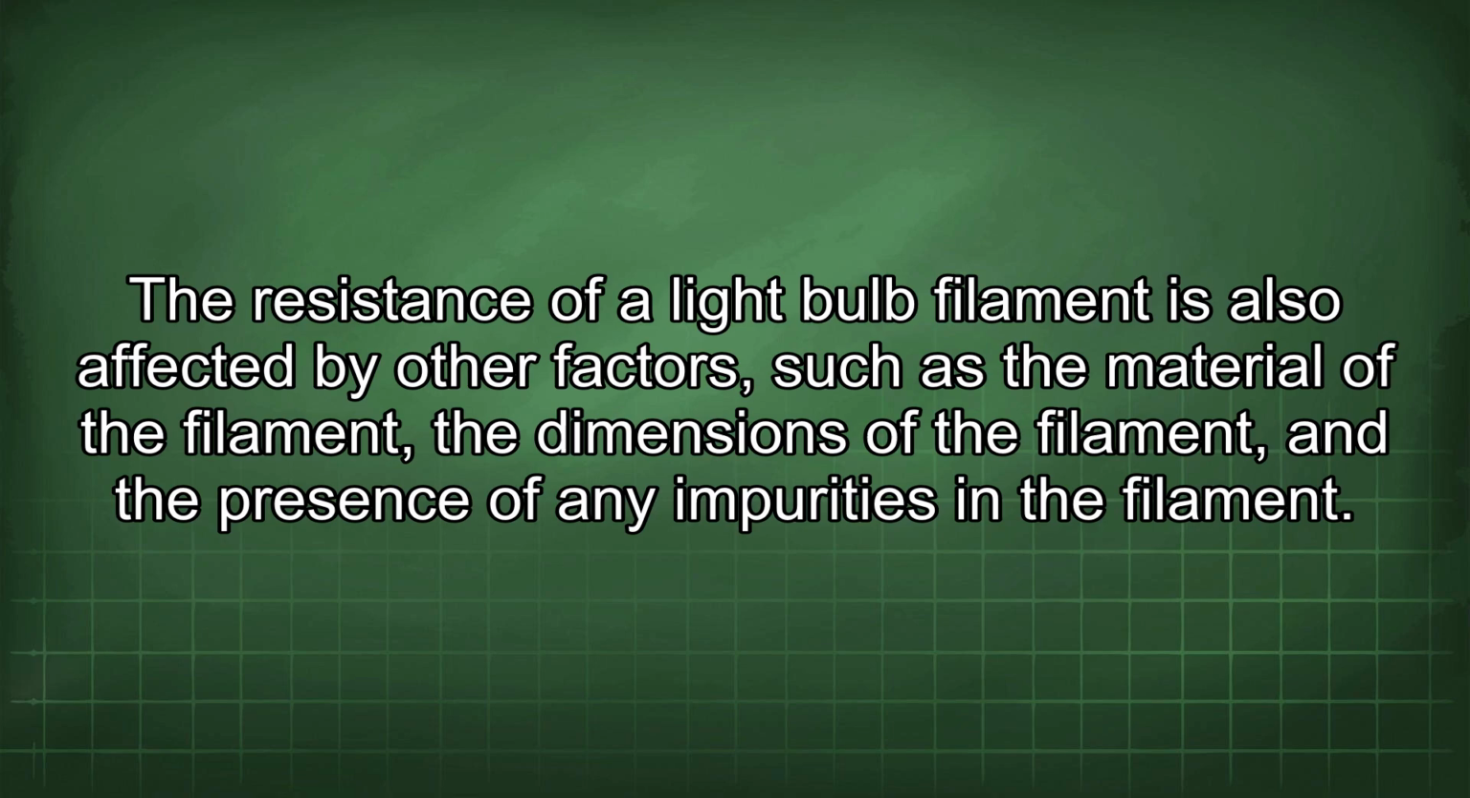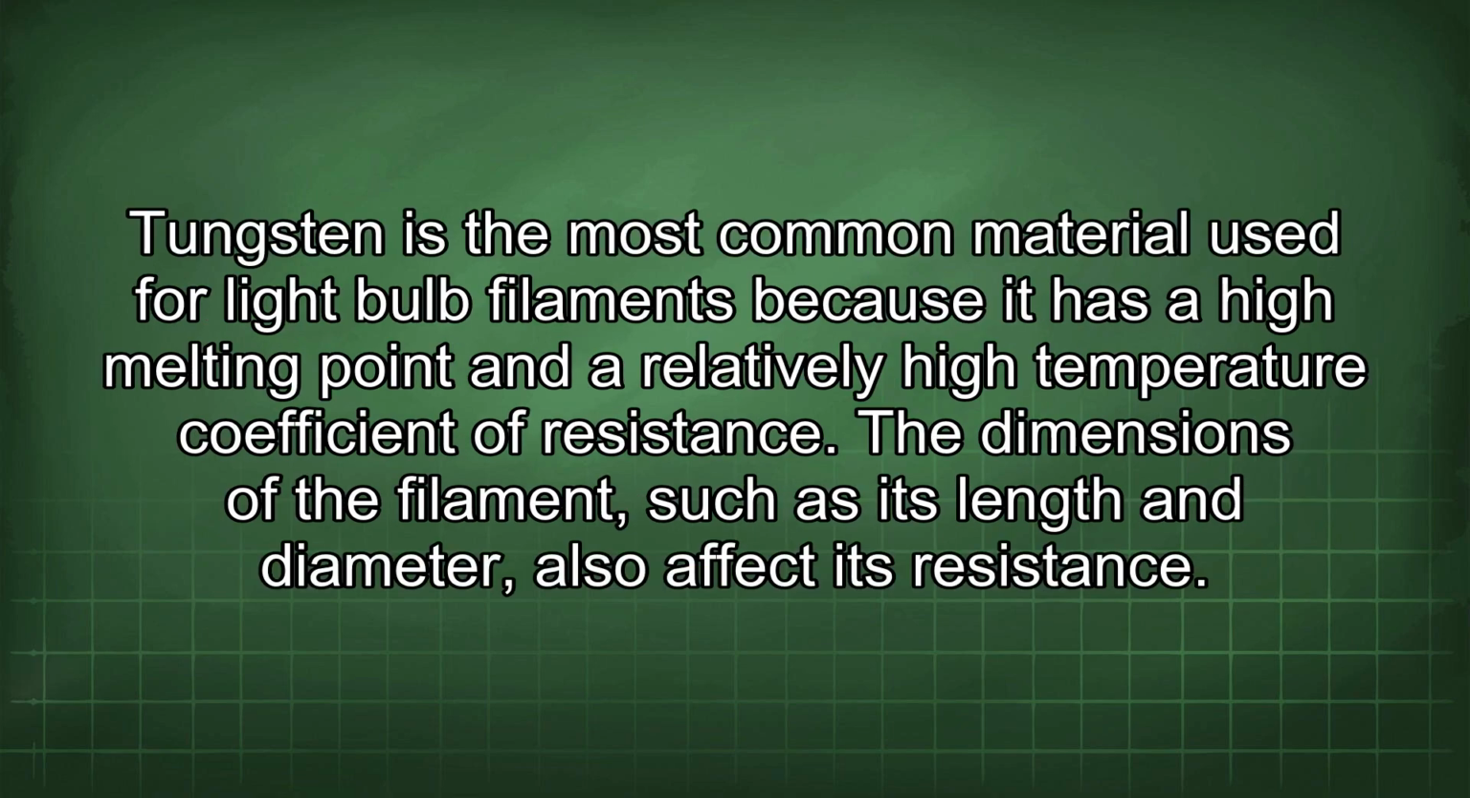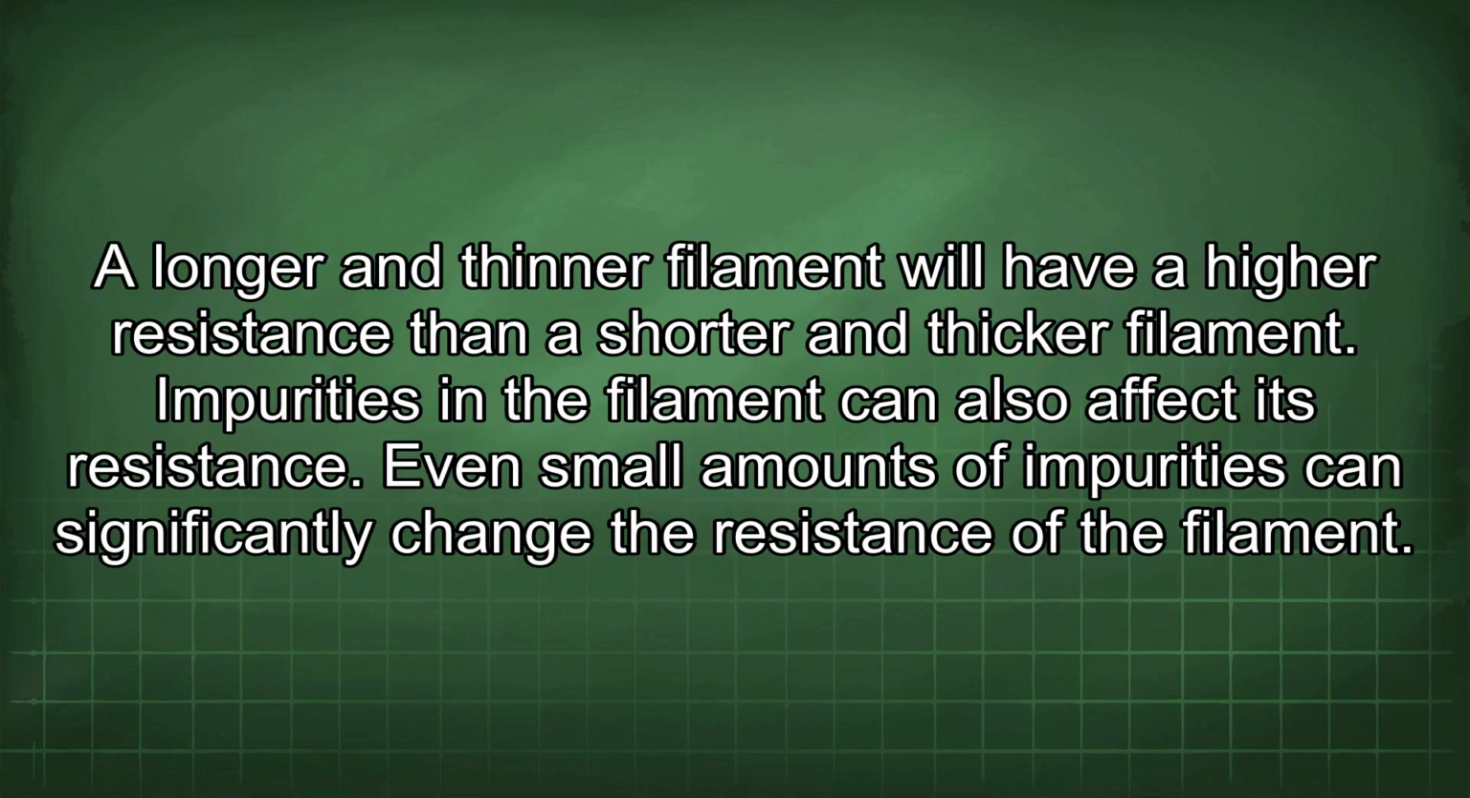The resistance of a light bulb filament is also affected by other factors, such as the material of the filament, the dimensions of the filament, and the presence of any impurities in the filament. Tungsten is the most common material used for light bulb filaments because it has a high melting point and a relatively high temperature coefficient of resistance. The dimensions of the filament, such as its length and diameter, also affect its resistance. A longer and thinner filament will have a higher resistance than a shorter and thicker filament. Impurities in the filament can also affect its resistance. Even small amounts of impurities can significantly change the resistance of the filament.